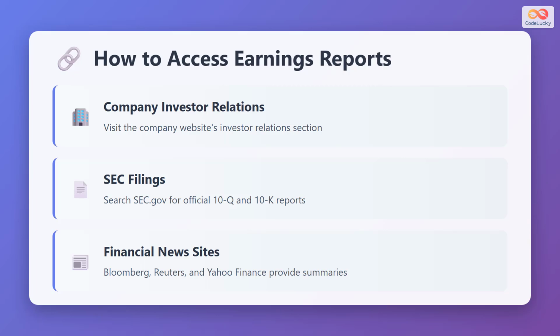Accessing earnings reports is straightforward and free. The most direct method is visiting the company website's Investor Relations section, where companies post their quarterly reports, presentations, and earnings call recordings. You can also search sec.gov for official 10Q and 10K reports, which are the detailed regulatory filings companies must submit. These provide the most comprehensive financial information. Additionally, financial news sites like Bloomberg, Reuters, and Yahoo Finance provide summaries and analysis of earnings reports, making it easier to quickly understand the key points without reading through lengthy documents.